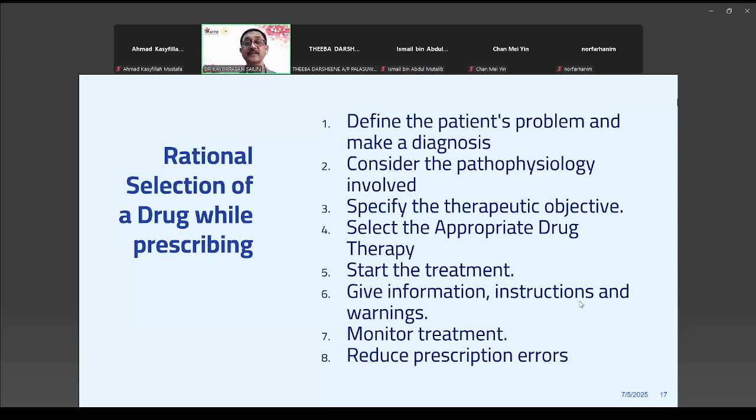So remember these 8 steps, which you're going to use for the next case. First, you determine the patient's problem and make a diagnosis. Consider the pathophysiology. Specify the therapeutic objective. Select an appropriate drug. Start the treatment. Give information, instruction, and warning. Monitor the patient and ask them to come back. Monitoring the patient basically means follow up. Any patient you see, give follow up.